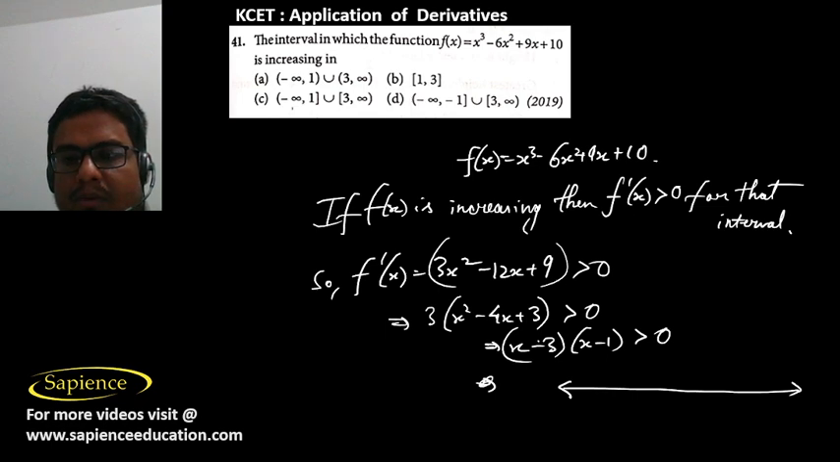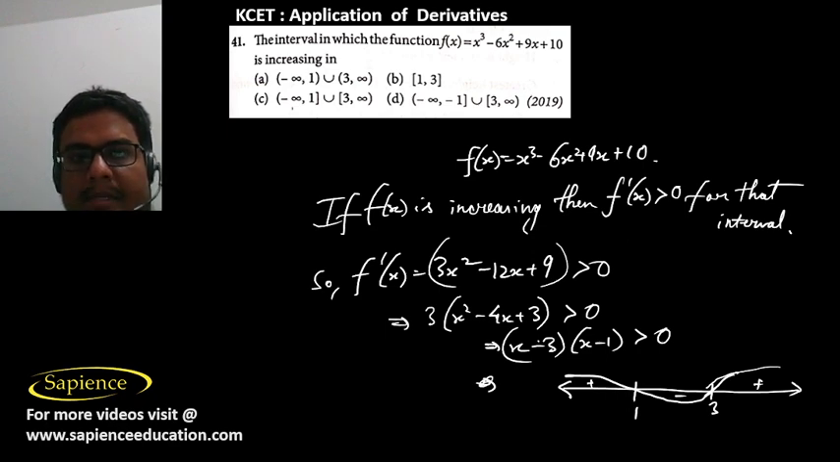So plot the critical points at which f dash x is equal to 0. So at 1 and 3, if we put some value which is greater than 3, that is coming greater than 0. So this is plus, minus, plus. So in these intervals, it is increasing. So it should be greater than or equal to, so these values also we should include.